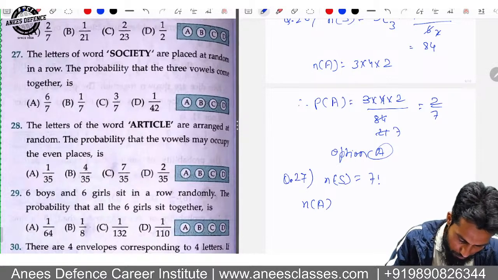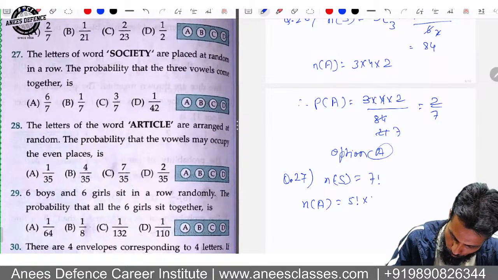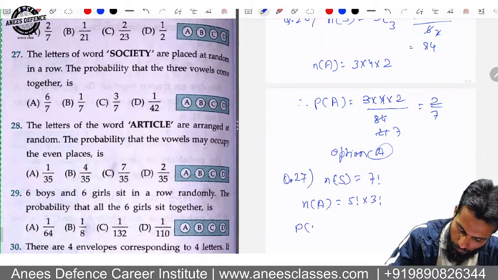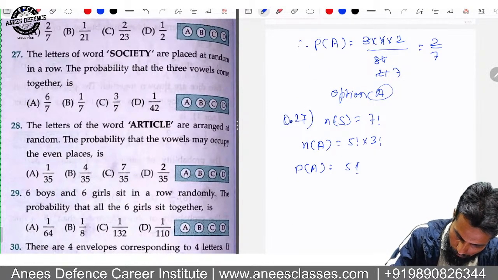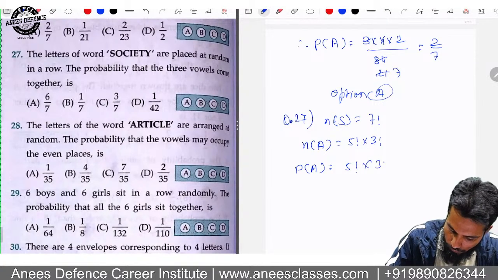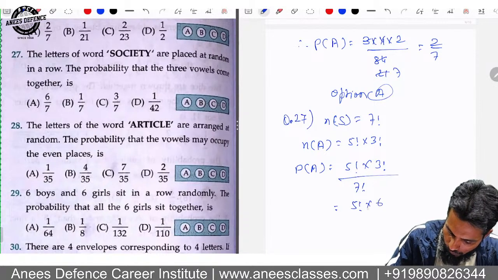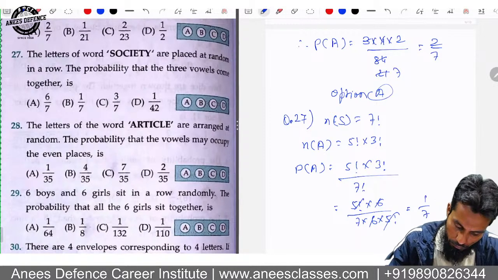So 5 factorial into 3 factorial. Yeah, correct. So probability will be equal to 5 factorial multiplied with 3 factorial upon 7 factorial. How will you solve it? 7 factorial can be written as 7 into 6 into 5 factorial. You cancel this. 6, 6 cancel, 1 upon 7. Yeah, correct. 1 upon 7. 1 by 35. Done? Yes.